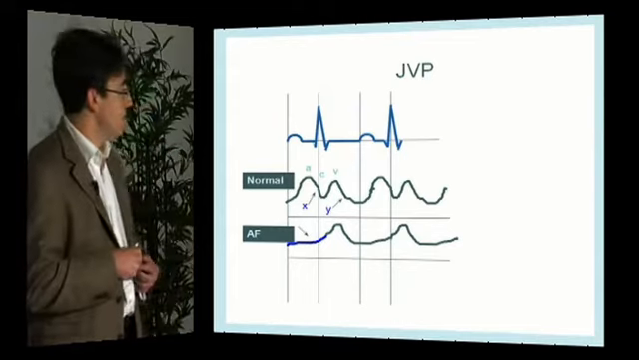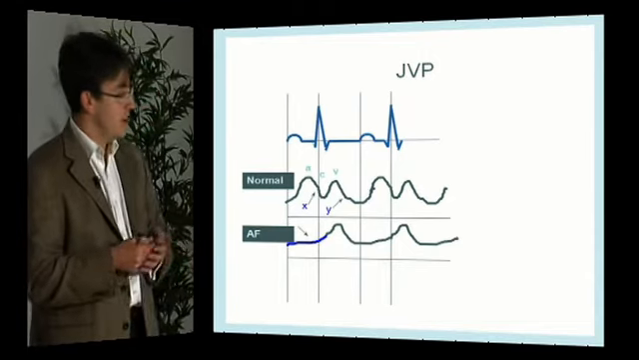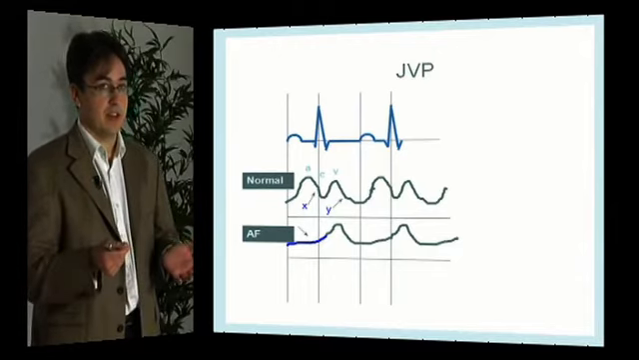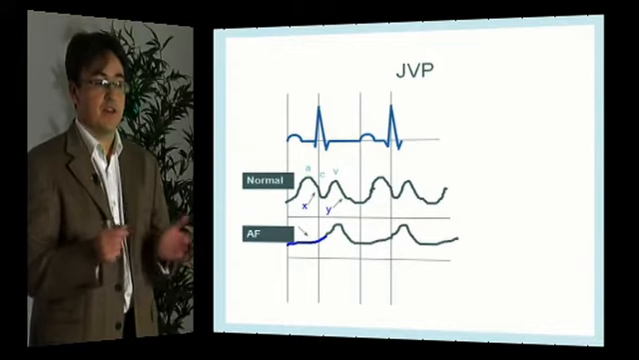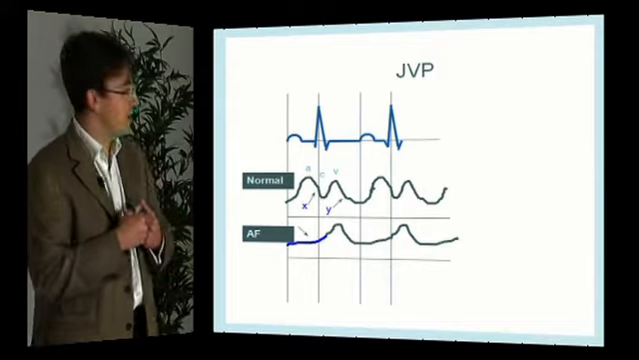But you can see that as the atrium doesn't contract, there's no X descent, but of course, there's still passive filling of the right atrium through the whole of ventricular systole, and you still have a prominent Y descent as the ventricle relaxes and the tricuspid valve opens and blood moves from the right atrium into the ventricle.